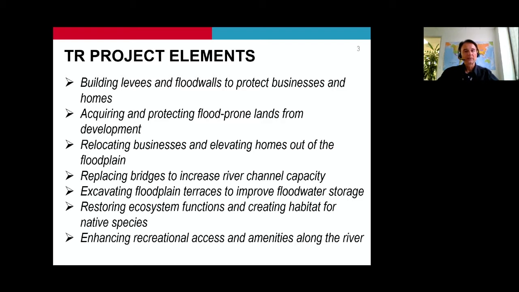Typical project elements include building levees and flood walls, acquiring and protecting flood-prone lands, relocating businesses and elevating homes, replacing bridges, excavating floodplain terraces, restoring ecosystem functions, and enhancing recreational areas.